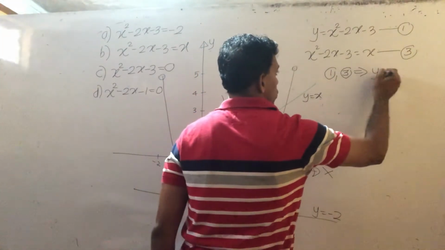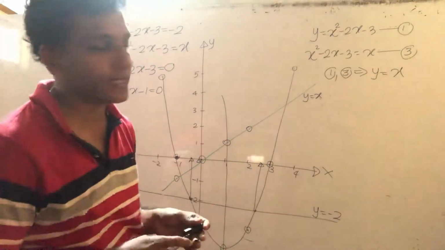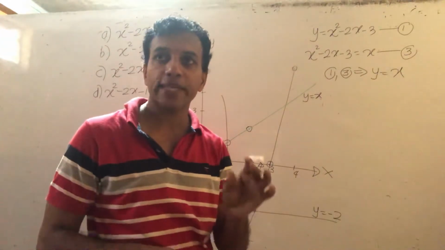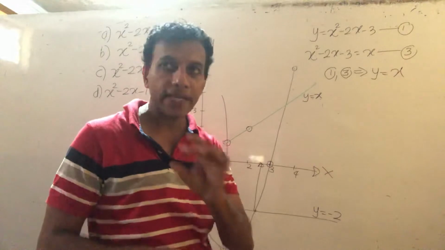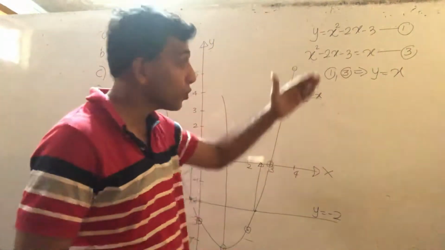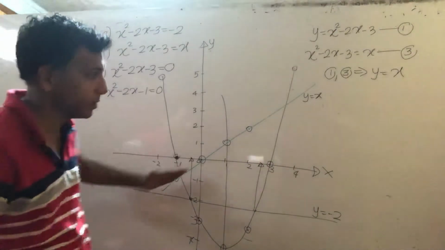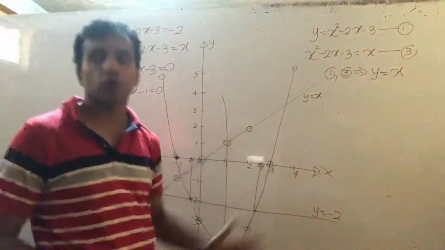y equals x. After solving, you always get a straight line, a linear graph. Now you draw this. That's why they asked you to draw the earlier part. If not asked, you would draw y equals x or any line.